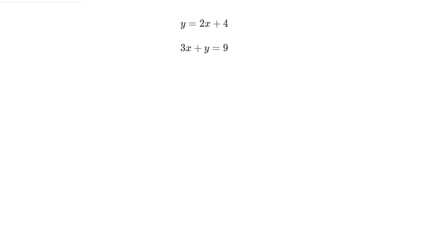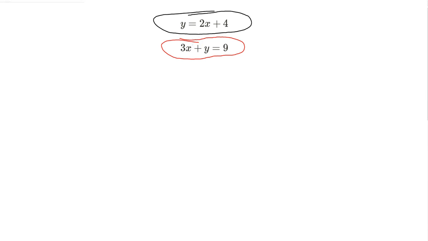We have our first equation here, which is in slope-intercept form, which you're going to see once we have the equation solved for a variable. It makes it much easier to do substitution. And then we have our second equation here. What we're going to do for the first step of substitution is to isolate a variable.